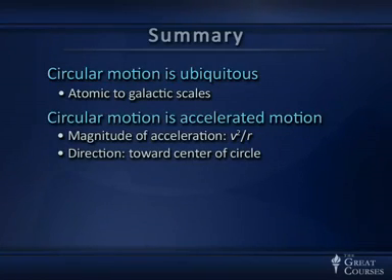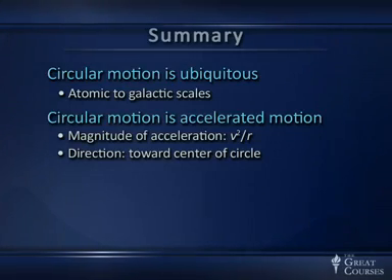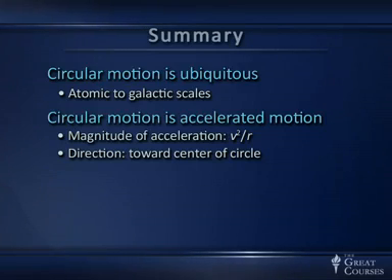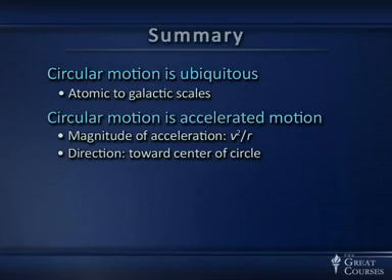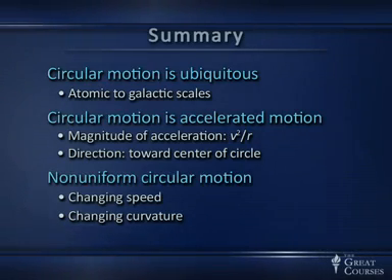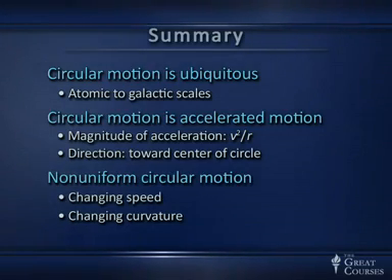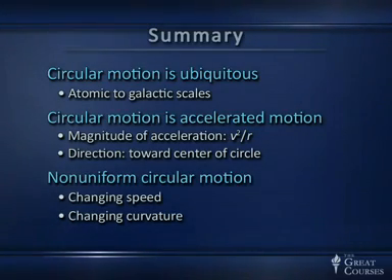It is not motion with constant acceleration. It's motion, if it's uniform circular motion, with constant magnitude of its acceleration, but the direction is always changing. So never use one of those constant acceleration formulas to describe circular motion, because it isn't constant acceleration. It's got constant magnitude, but not constant direction. And finally, we looked at non-uniform circular motion, in which we have changing speeds as well as changing curvature. So we know quite a bit about circular motion. In fact, we know basically everything we need to know to do a lot of physics with it.